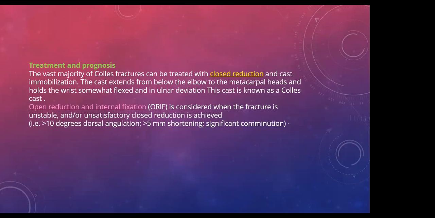Treatment: the vast majority of Colles fractures can be treated with closed reduction and cast immobilization. The cast extends from below the elbow to the metacarpal heads and holds the wrist somewhat flexed and in ulnar deviation. The cast is known as a Colles cast. Open reduction and internal fixation is considered when the fracture is unstable or the reduction unsatisfactory. Closed reduction is unlikely to succeed with more than 10 degrees dorsal angulation, more than 5 mm shortening, or significant comminution.